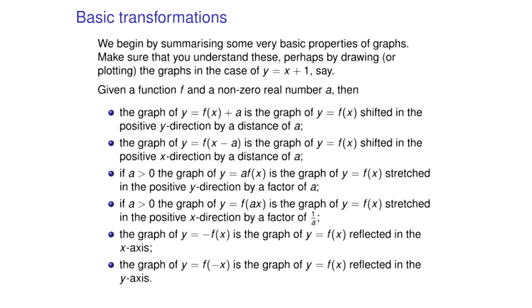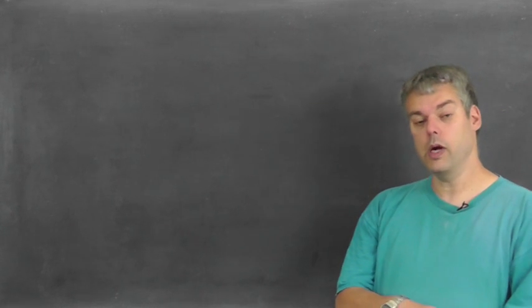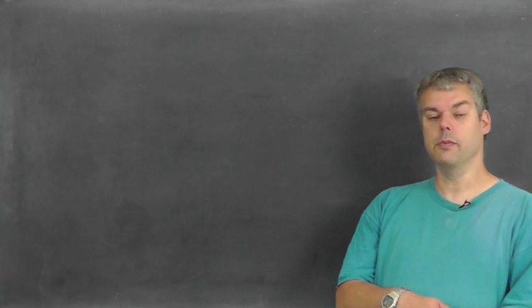And in the same sort of way, if a is greater than 0, then the graph of y equals f of ax is the graph of y equals f of x, stretched in the positive x direction by a factor of 1 over a. Or if you like, it's contracted by a factor of a. And the graph of y equals minus f of x is the same as the graph of y equals f of x, but it's reflected in the x-axis. And the graph of y equals f of minus x is the graph of f of x, but reflected in the y-axis.